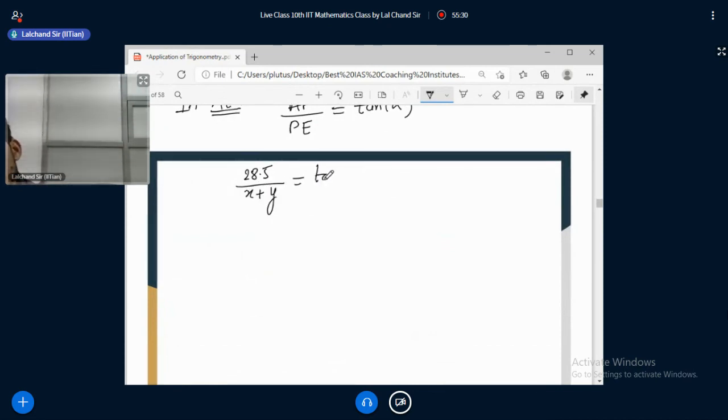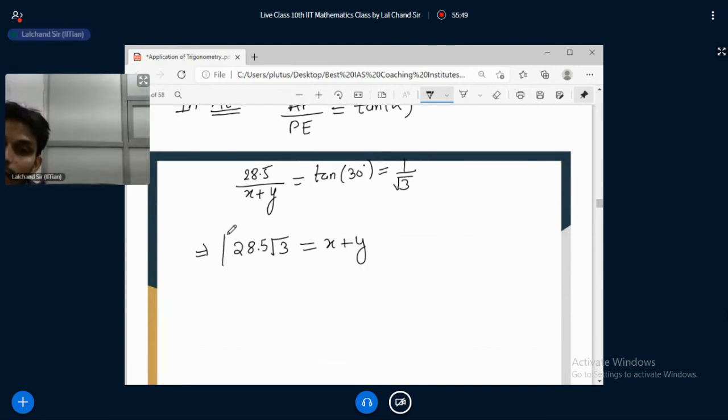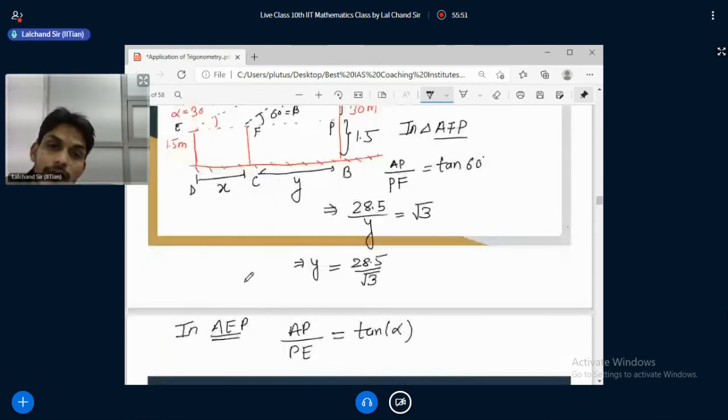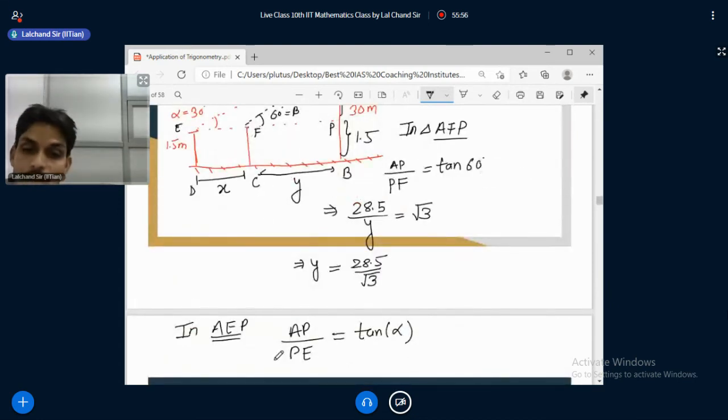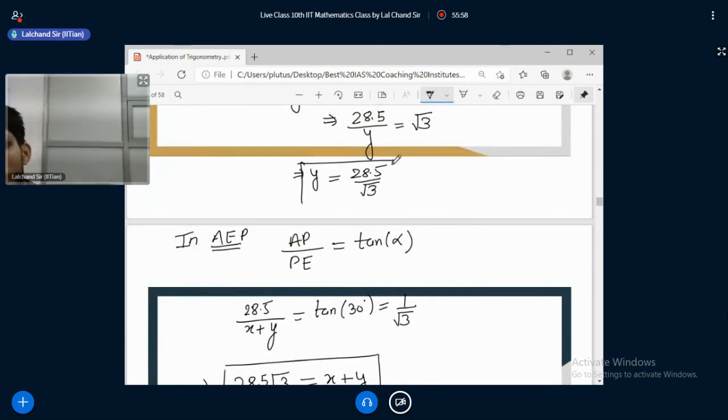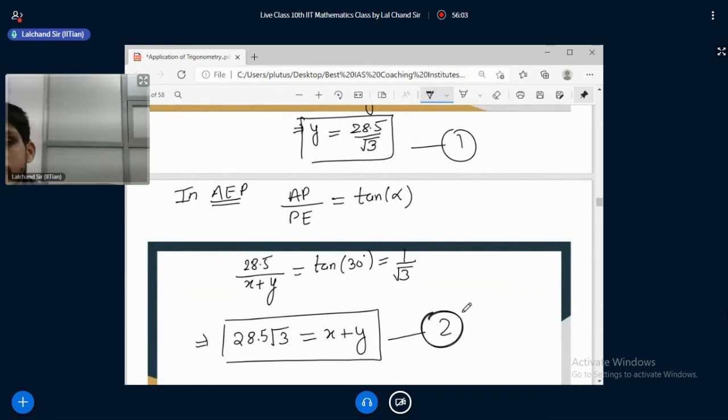And alpha is 30 degrees, so tan 30 is equal to 1 by root 3. If we cross multiply, then 28.5 into root 3 is equal to x plus y. Now we need to calculate only the x value, so we must eliminate the y value from these two equations. This is the first equation, and this is the second equation.